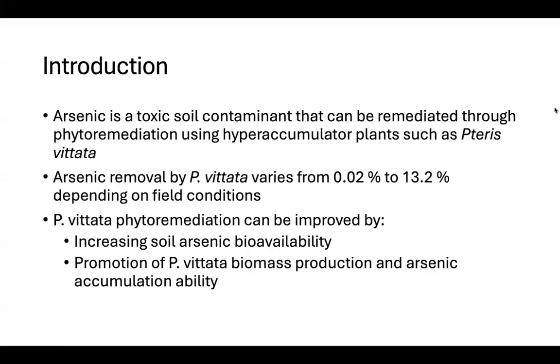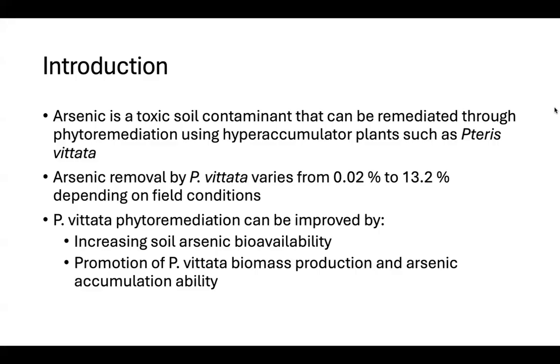So arsenic is a toxic soil contaminant that can be remediated through phytoremediation using hyperaccumulator plants such as Pteris vittata. Arsenic removal by P. vittata varies from 0.02% to 13.2% depending on field conditions.